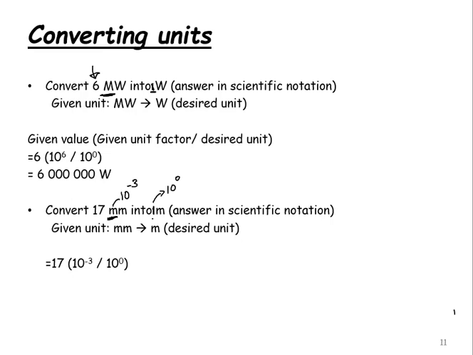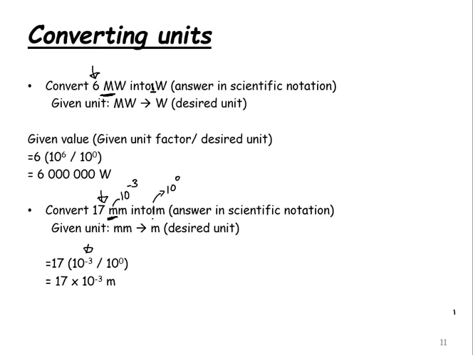Therefore, this is how you're going to convert. It's very simple to convert from one unit to another. So you want to convert from millimeters to meters. The given value is 17 millimeters, the given unit factor is milli, and milli means 10 to the minus 3, so you put that in there, and then you divide by 10 to the 0 because the other one does not have a unit prefix. That should give you 17 times 10 to the negative 3 meters.